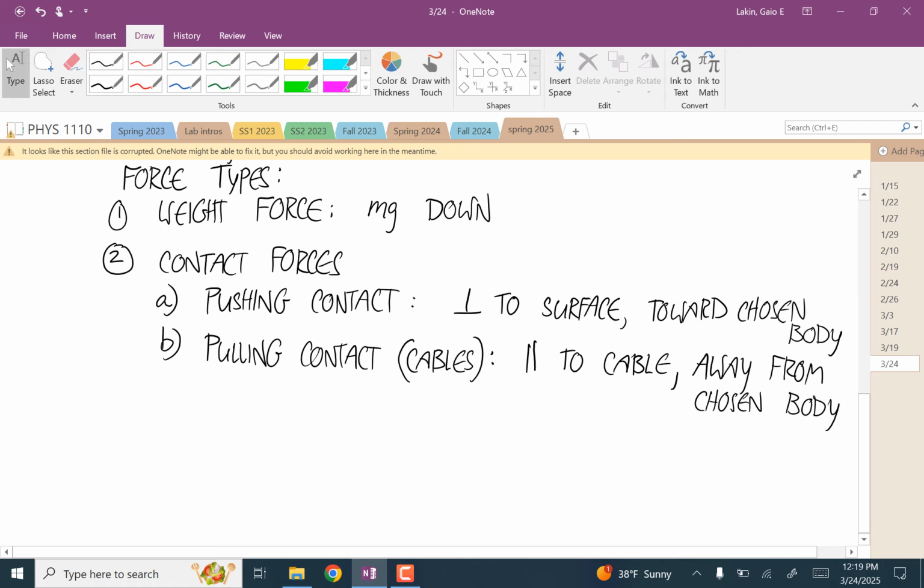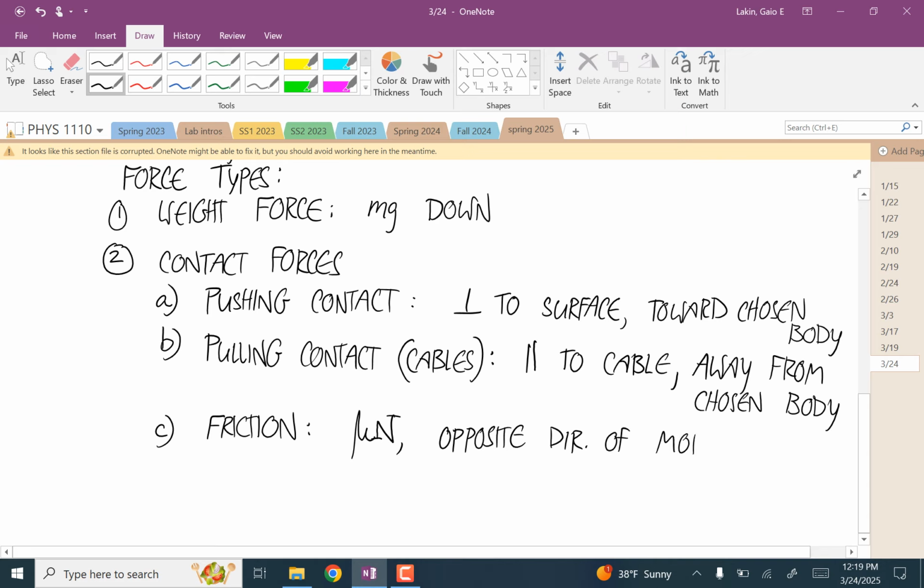And then the third contact force is friction. And the friction force always has a magnitude that's equal to the coefficient of friction times the normal force. And it's always opposite the direction of the velocity, or opposite the direction of motion, in other words.